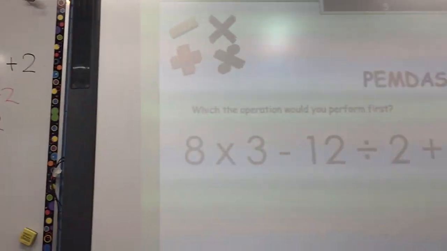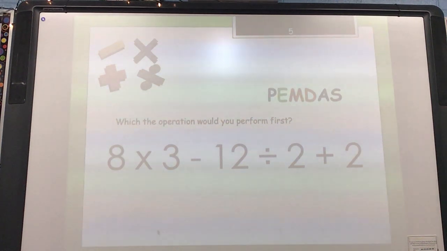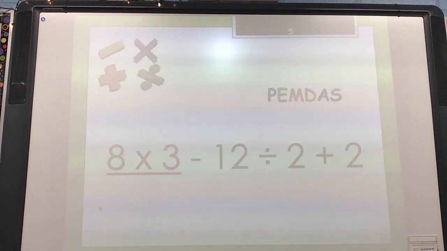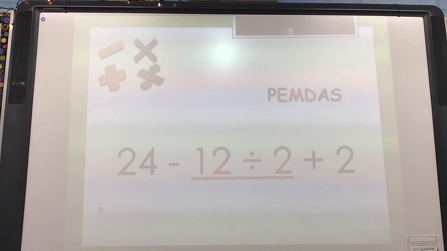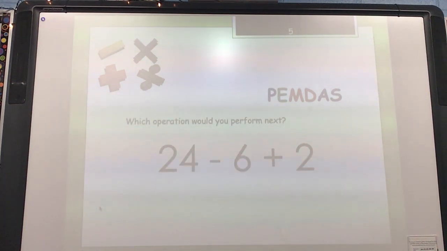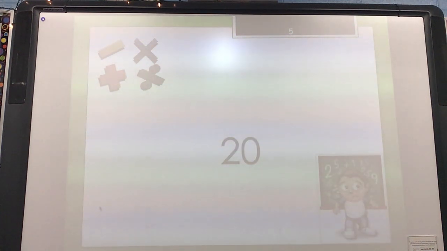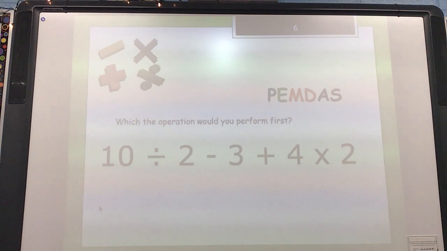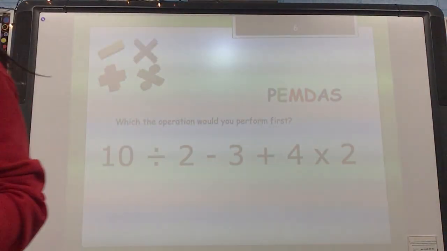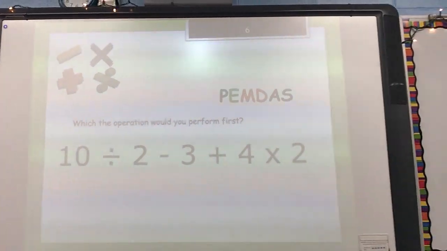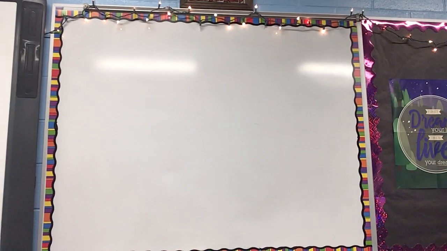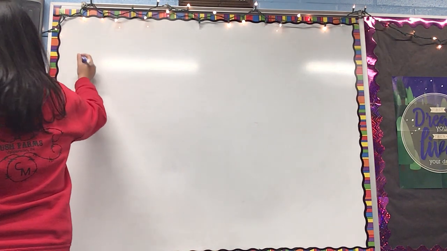Let's watch them work it up here. 8 times 3. 12 divided by 2. 24 minus 6. And 20. All right, I want to show you this problem. However, I want to show you what it could look like sometimes with our equal sign, and especially getting into algebra, you might see that equal sign in different spots. This is number 6.